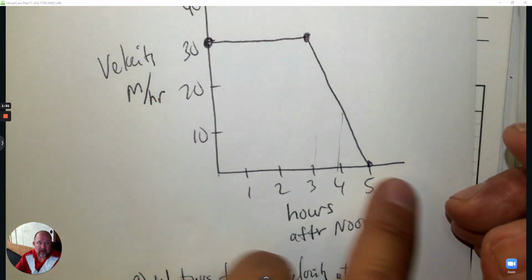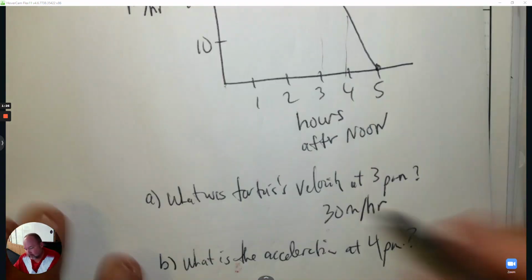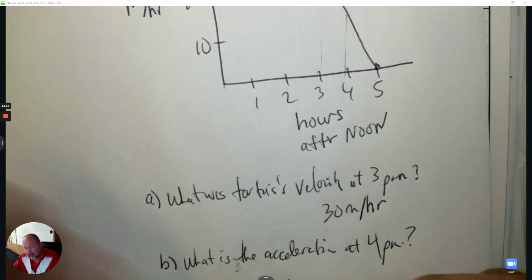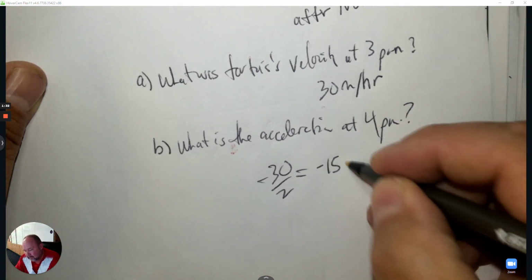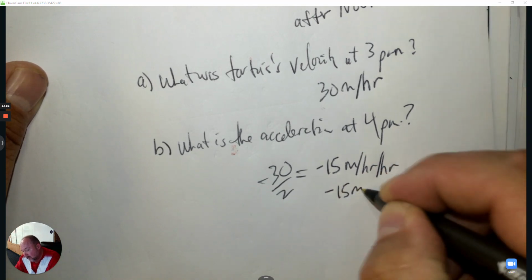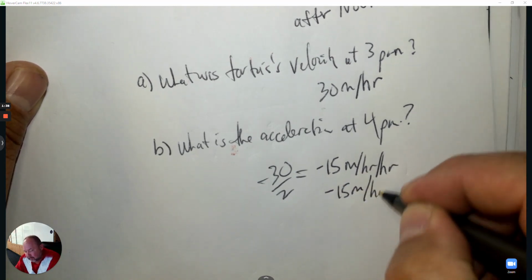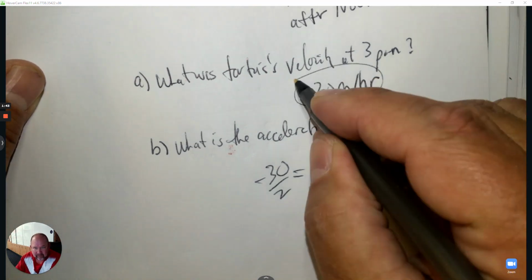How many down and how many to the right? I can see I'm going down 30 and to the right 2. So that's negative 30 over 2, and I can simplify that to negative 15. The units would be meters per hour squared. So it's important to know how to write acceleration compared to velocity.